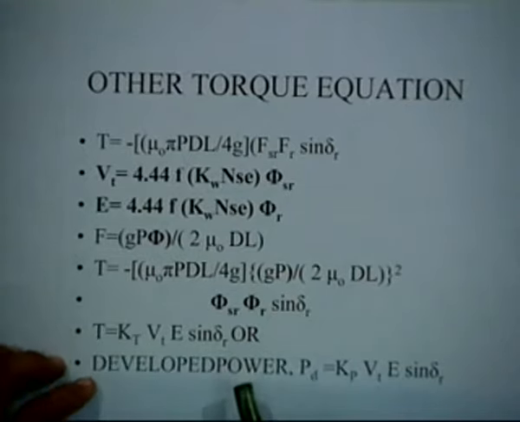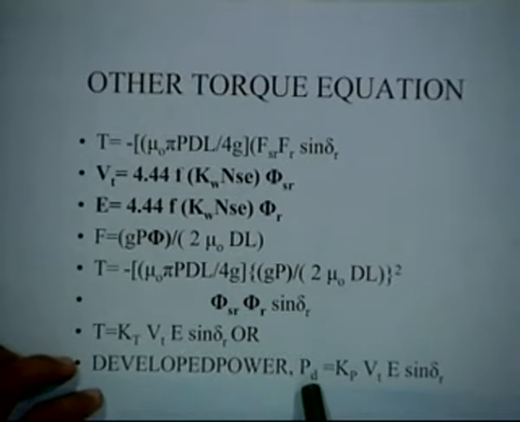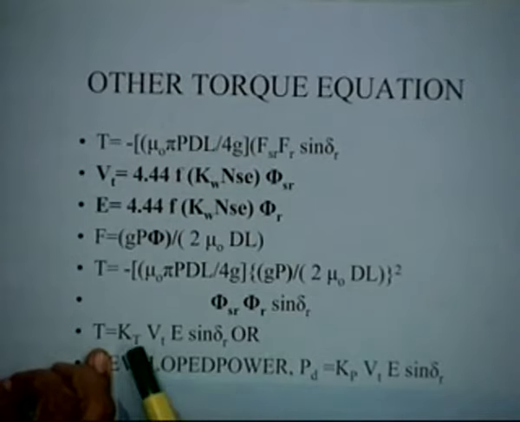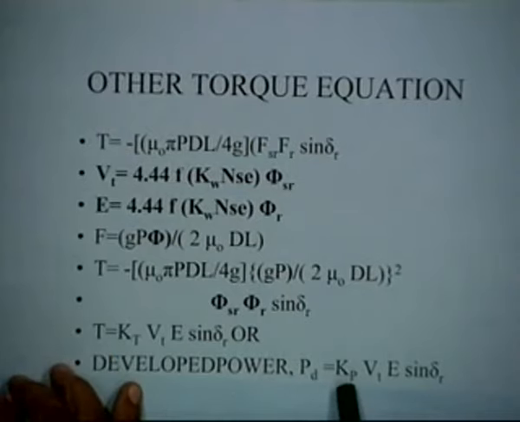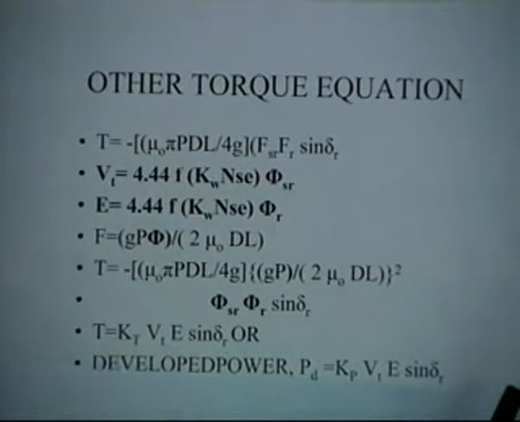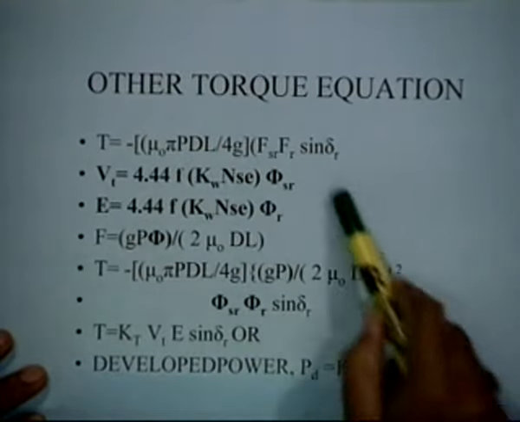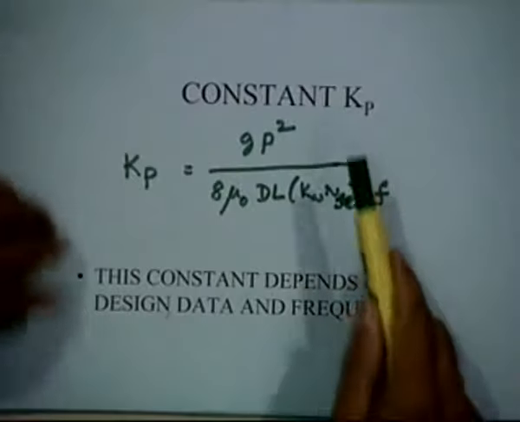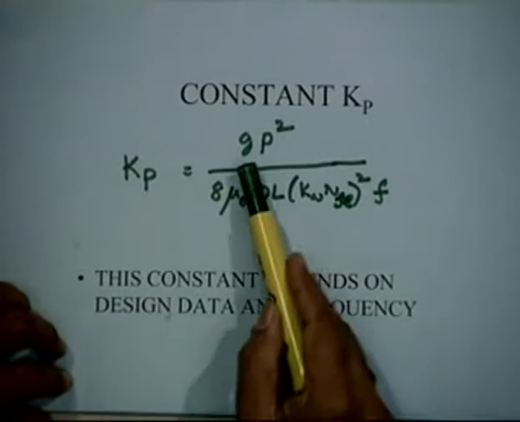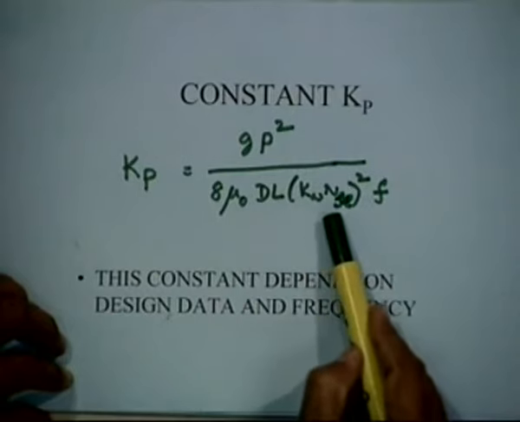Or if you want to find the power developed, it is torque into speed. So, you have to multiply this by speed, that means you will have a Kp, I call it a power constant, so there is a power constant into Vt E sin delta R. Why do we use Vt and E? Because they are measurable quantities. Therefore, if you substitute all this and simplify, we get the power constant as follows. The constant Kp will be Gp square by 8 mu naught dl into Kw and Sc square into F.